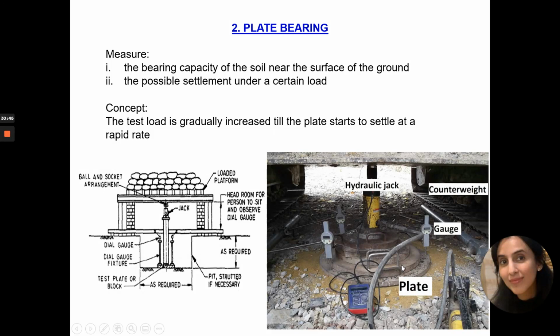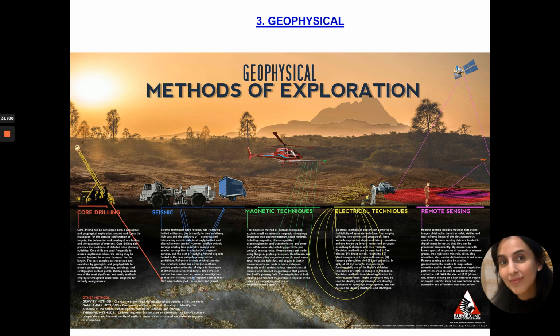That's the hydraulic jack, so that's the plate, that's the gauge, that's a reading meters. The counterweight kat atas ni ada beam, so you have weights at the top, and you will have someone here yang duduk kat sini untuk baca dia punya bacaan and do the recording. So that's the plate bearing.